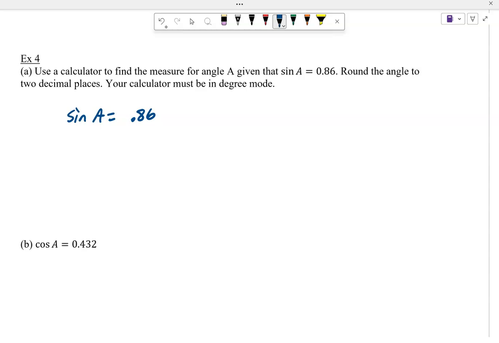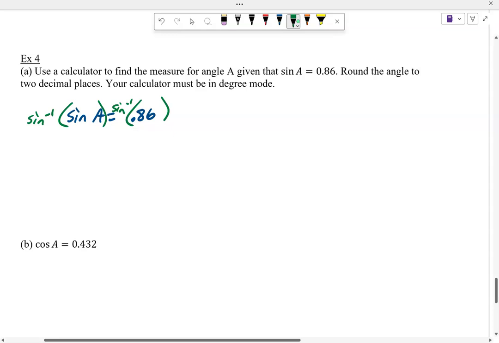What we want to do is undo the sine. And the way you undo the sine is you use its inverse. So we're going to find on our calculator the arc sine, and we're going to run it on both sides. On the left-hand side, the arc sine of the sine of A is just angle A. That just undoes it. So now I just have to punch this into my calculator. Make sure you're in degrees when you do this.